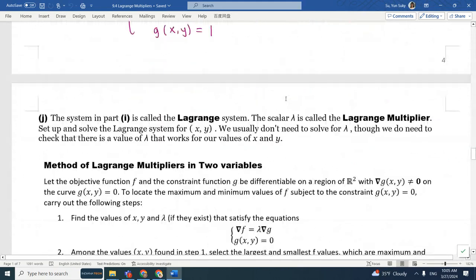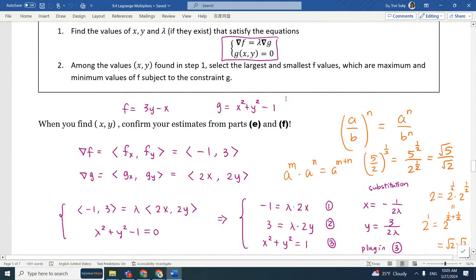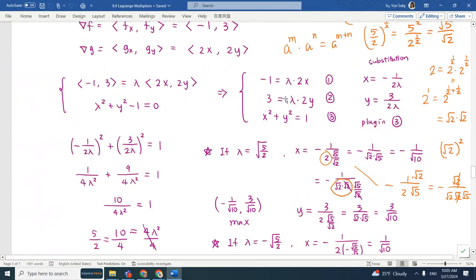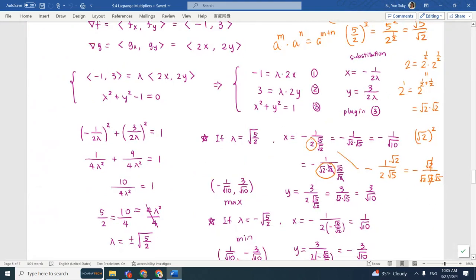The system, so this is the Lagrange multiplier. The system of equations: you have the gradient of f equals lambda times the gradient of g. And then we also have the constraint, g equals 0. Again, if you missed some class, watch the recording. And if you have questions, feel free to ask me.